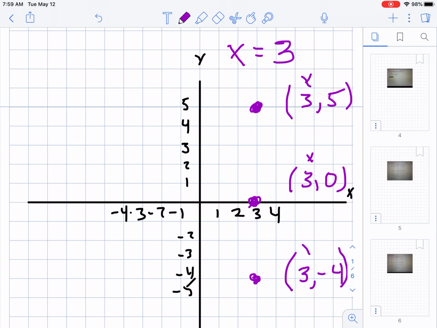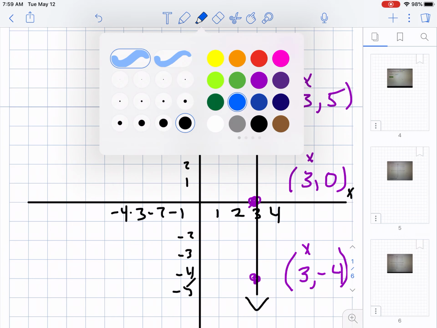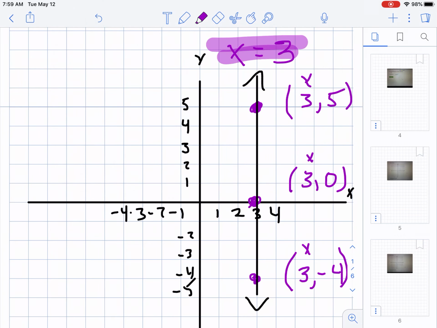So what we can do is draw a line through those points, a vertical line, and we have to put arrows on the end of the line to show that it goes off in each direction infinitely. So the equation of that line is x equals 3 because all of the dots on that line are where x equals 3.